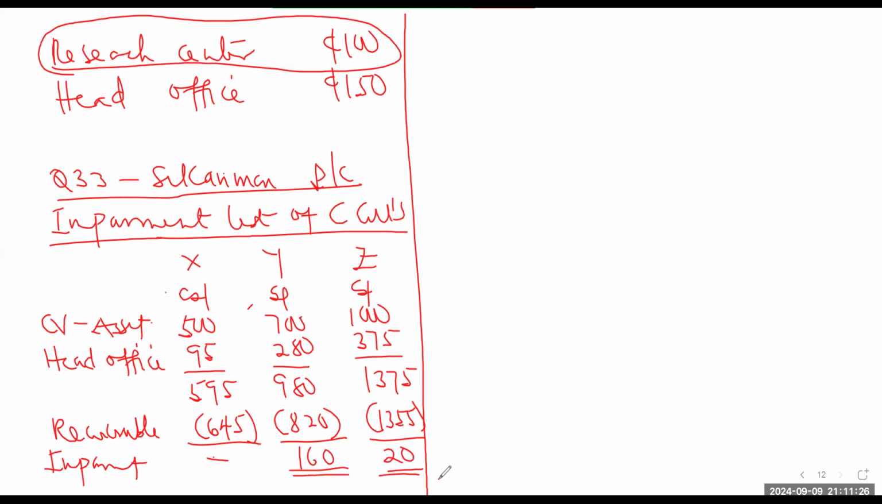So how do you think we can share the 160? For the Y, how would the 160 be shared? You can say the impairment relates to the asset of the Y and also the head office, isn't it? Yes. How do we share the impairment there? We share based on their carrying value, isn't it?